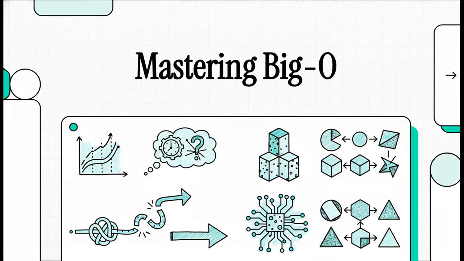Big O notation. It's the language we all use to talk about how our code scales. But here's the thing, a lot of developers, even experienced ones, get it subtly wrong, and those little mistakes can lead to some big problems. So let's dive in and get it right.